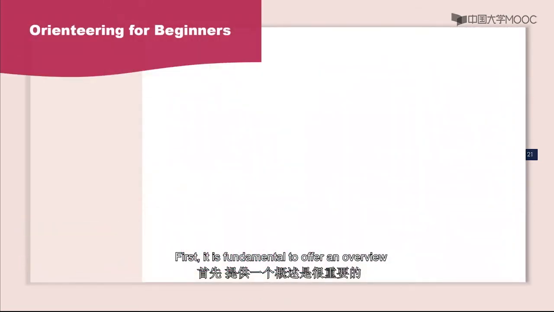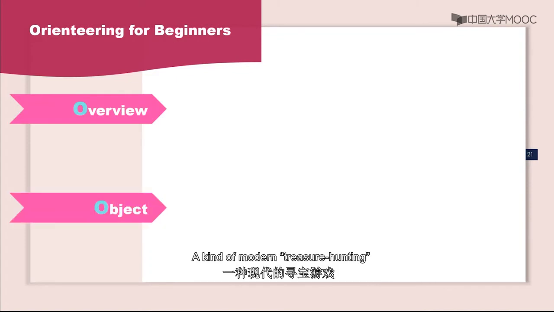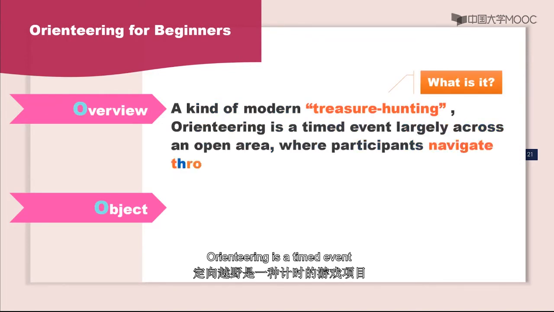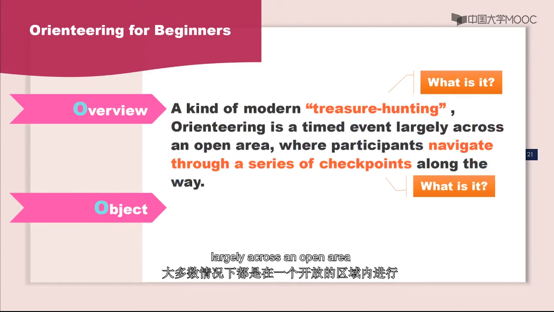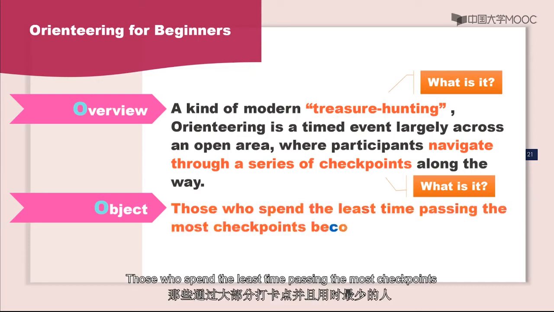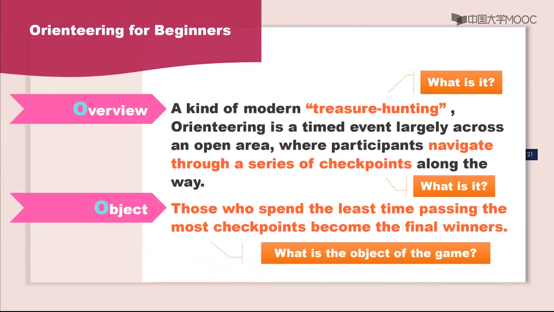First, it is fundamental to offer an overview. What is it? And most importantly, what is the object of the game? A kind of modern treasure hunting, orienteering is a timed event, largely across an open area, where participants navigate through a series of checkpoints along the way. Those who spend the least time passing the most checkpoints become the final winners.